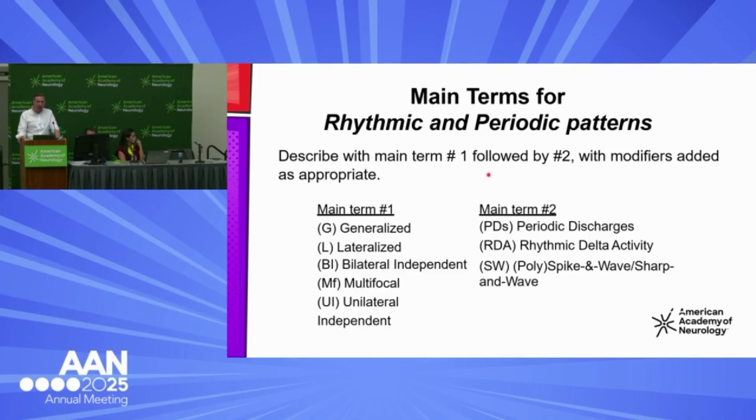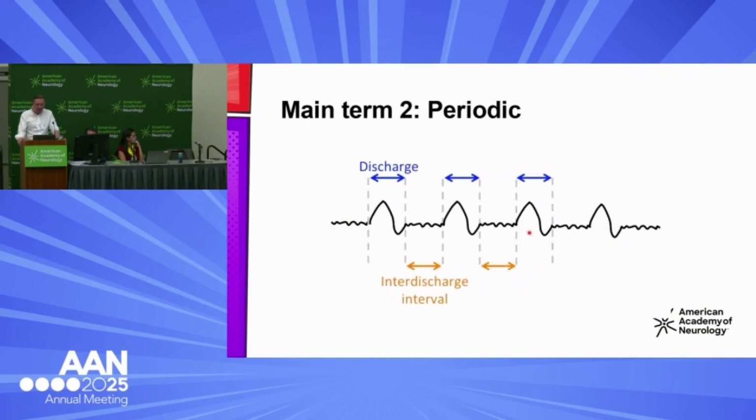And then there's multifocal, when you have 3 of those kind of independent generators, and then the newer term in the 2021 is unilateral independent. So you can have, basically bilateral independent discharges, but they're not bilateral. They're both in one hemisphere. And then you have periodic discharges, rhythmic delta activity, or spike wave. So let's discuss that a little bit more.